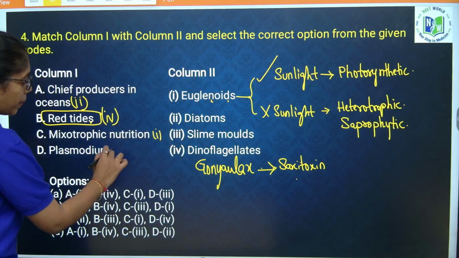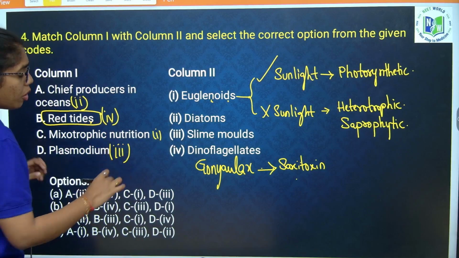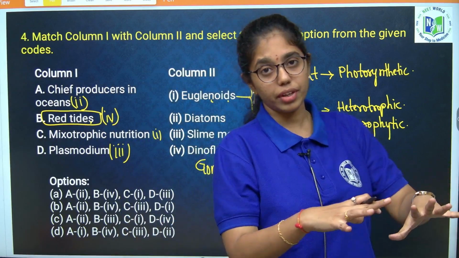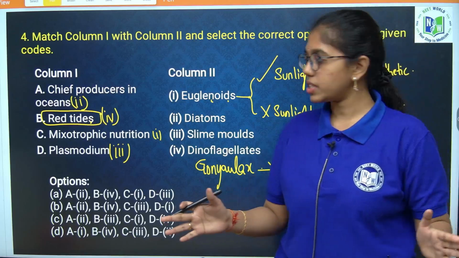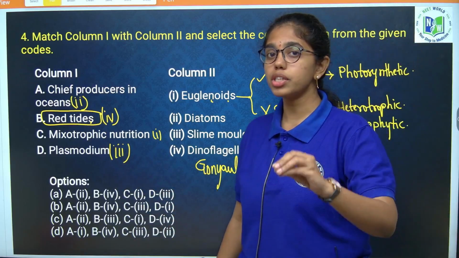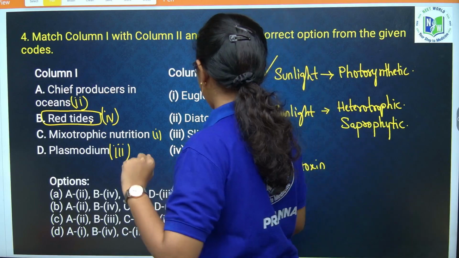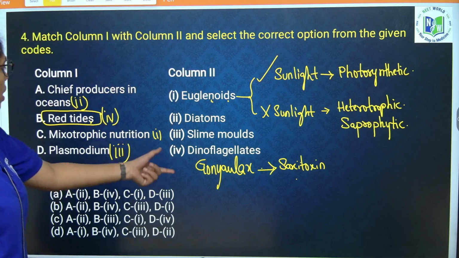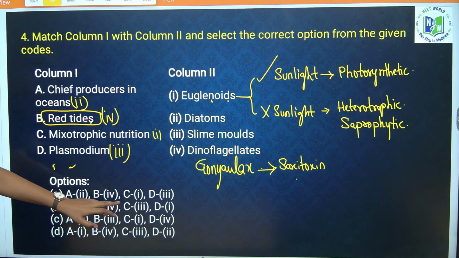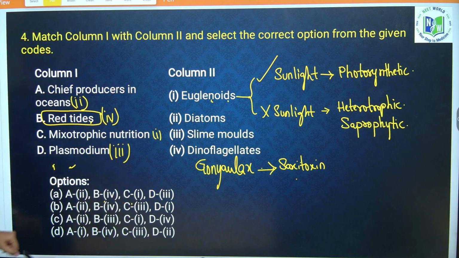Plasmodium is formed by slime molds. Whenever they have favorable conditions, they extend their feet and increase their surface area, which is called plasmodium. During unfavorable conditions, they form fruiting bodies. Clear? So, yes, D is 3. What will be our option? A 2, B 4, C 1 and D 3. A is the correct answer.